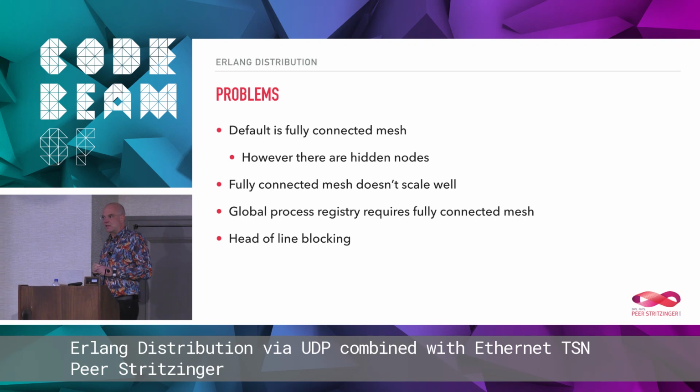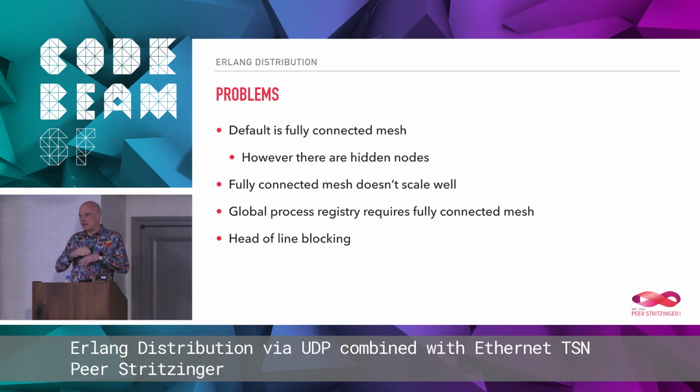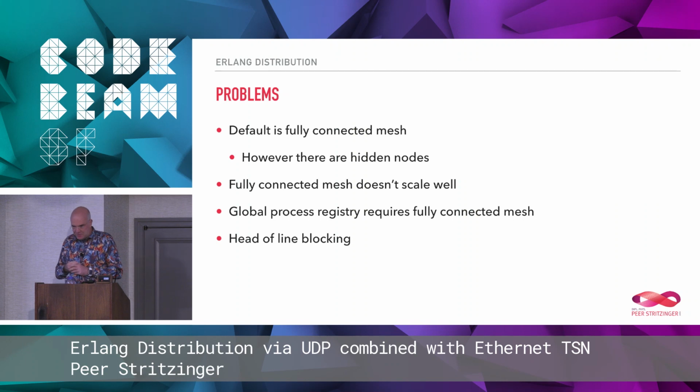The default is a fully connected mesh. So every node is connected to every other node. Doesn't sound like it would scale well. And especially if you want to use the default global process registry, this mandates this fully connected mesh.